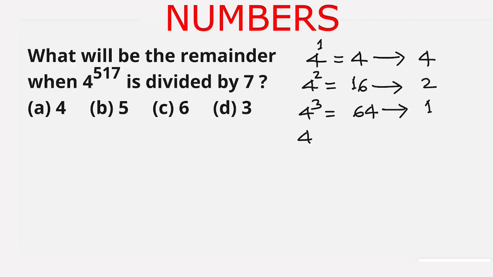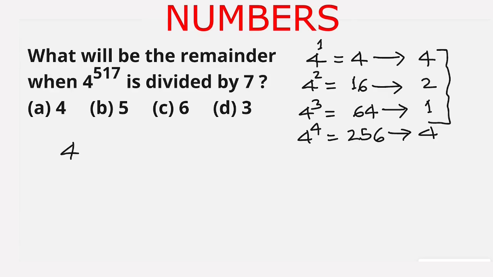And when power is 4, 4 to the power 4 is 256. And when we divide it by 7, 7 times 3 is 21. 25 minus 21 is 4. We carry 6, so it is 46. And 7 times 6 is 42, and 46 minus 42 is 4. It means that after every 3 power, the remainder repeats itself. Now we can solve our question.